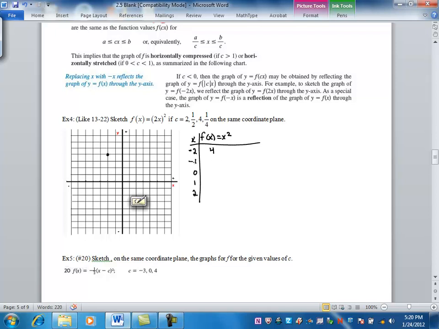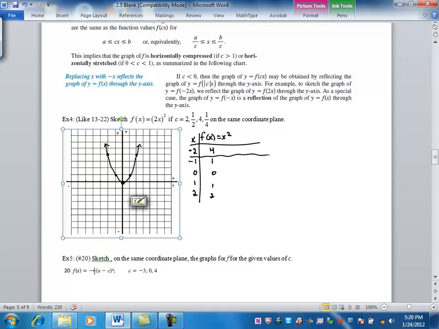We square negative 1, we get 1. We square 0, we get 0. We square 1, we get 1. We square 2, we get 4. So here's our old friend, the basic parabola, y equal x squared. And I didn't mean to not fill in my table here.